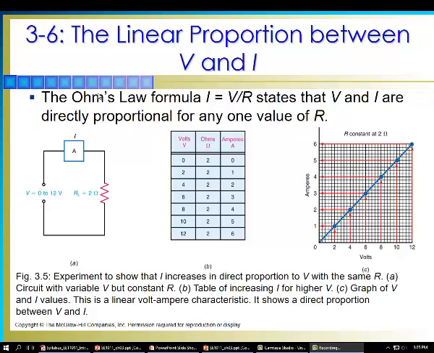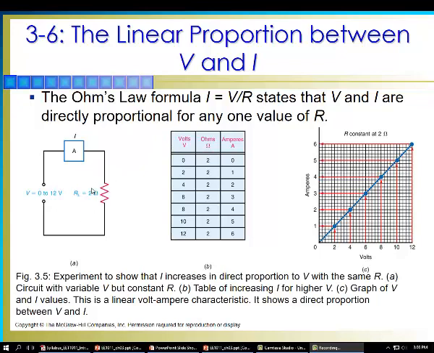Okay, it's linear because it passes through 0, and the slope of this line is 1 over the resistor, so we can actually say that the current is equal to 1 over R times V for voltage. As you can see, the current and the voltage are directly proportional for any one value of R. As R gets bigger, I decreases. And as R gets smaller, the current increases.